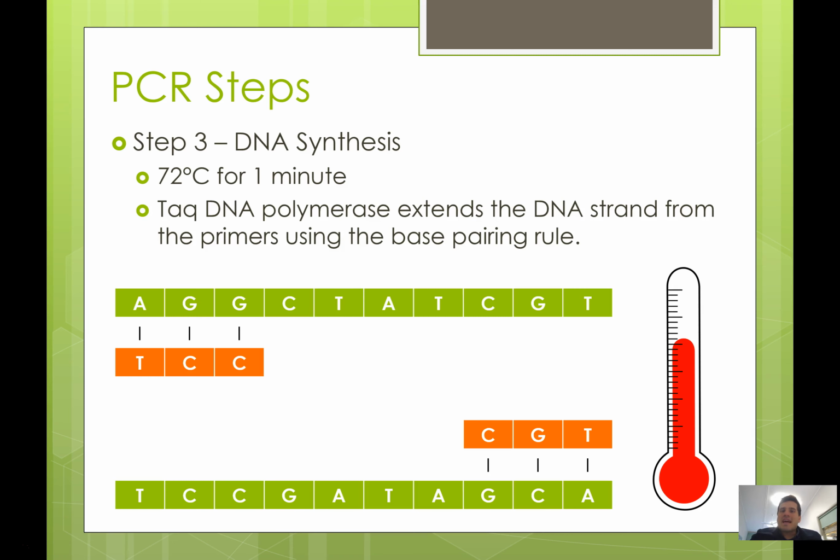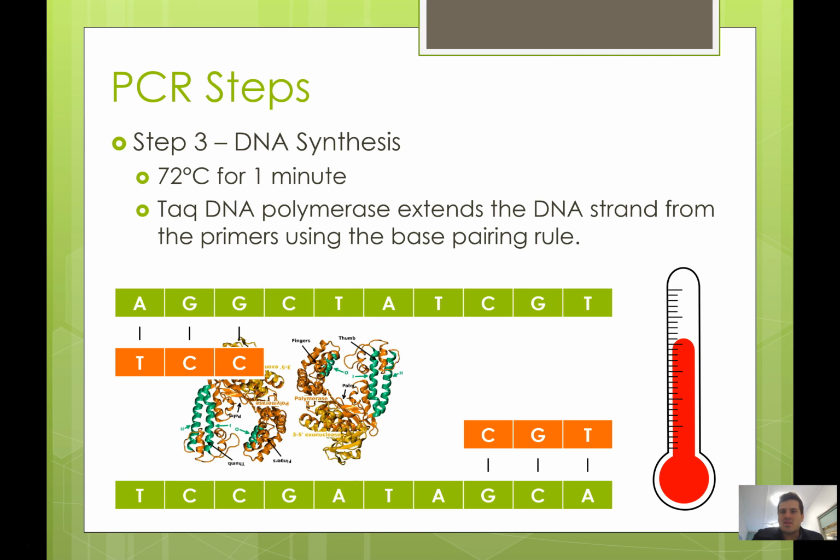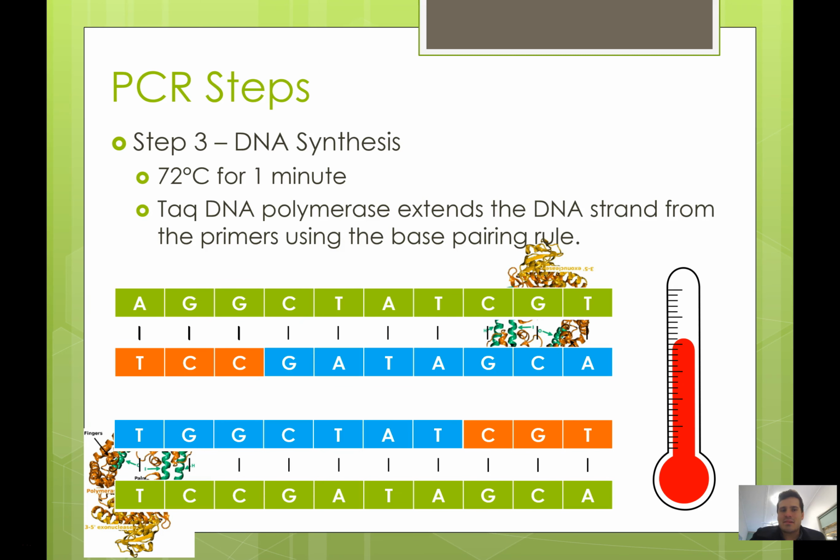Step three involves actually synthesizing some more DNA. Okay, we're going to use condensation polymerization, and the reason we have 72 degrees is because we're going to use Taq DNA polymerase, which we'll talk about in a second, to extend those DNA strands from those primers using the normal base pairing rule. A goes with T, C goes with G. Let's watch it go. There's our DNA polymerase. There, we're going to obviously need 2 of them, 1 for each side, and there they go. They add up all of those. Now we've got 2 double strands of DNA, double the amount of DNA.